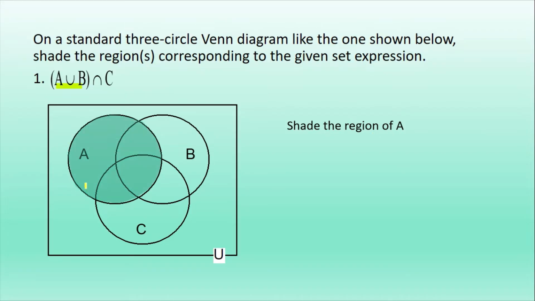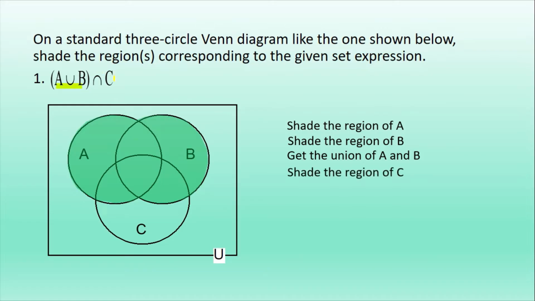Okay, shade the region of A. So, ito yung region ng A. Next, shade the region of B. So, ito yon. Now, if we take now the A union B, itong dalawang na shade, ito na yung magiging union. The next step is to shade C. So, ito na yung shade ng C natin.